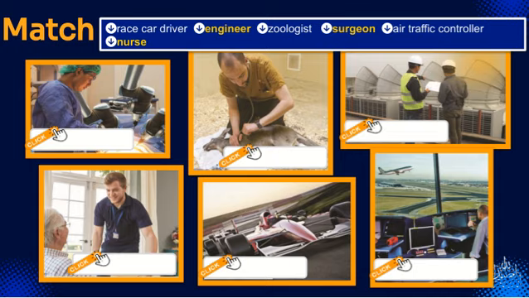For example, a race car driver needs to make split-second decisions at high speeds, much like an air traffic controller managing multiple flights. An engineer designs complex systems, which is similar to how a surgeon plans and executes precise procedures. A zoologist observes and understands animal behaviors, honing skills in patience and research.